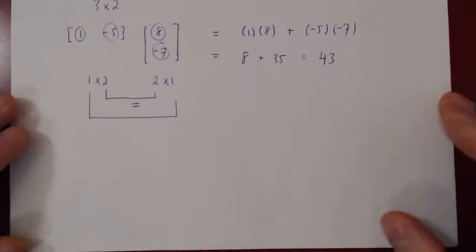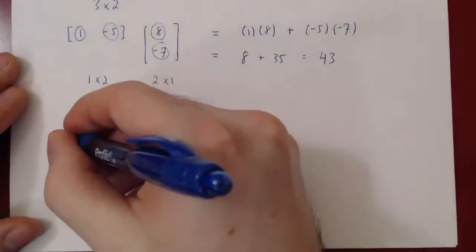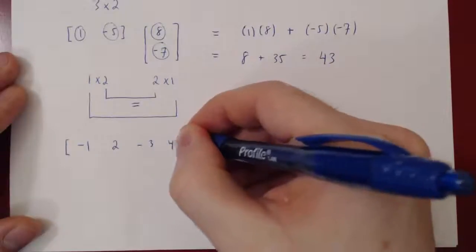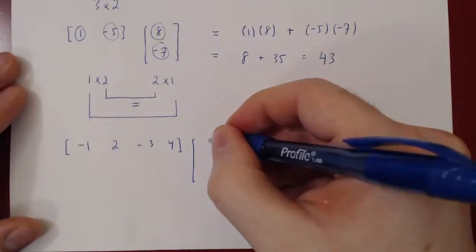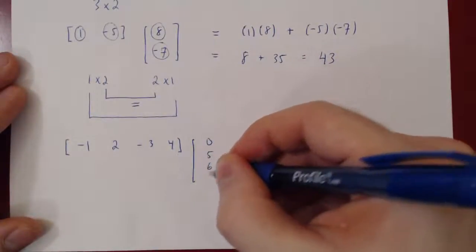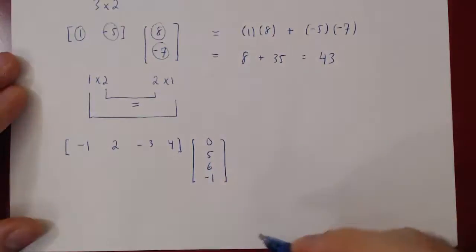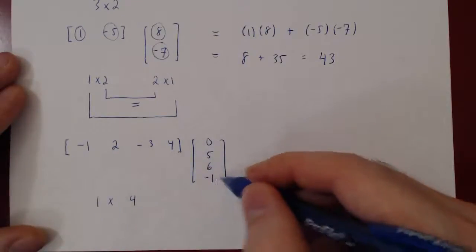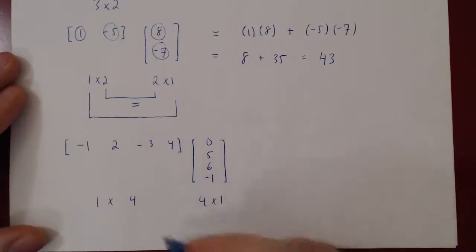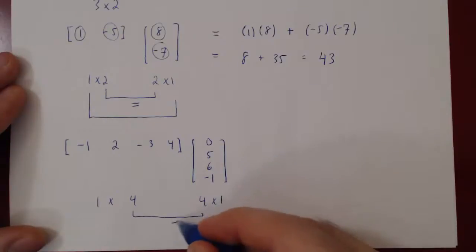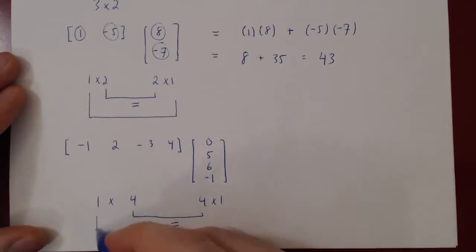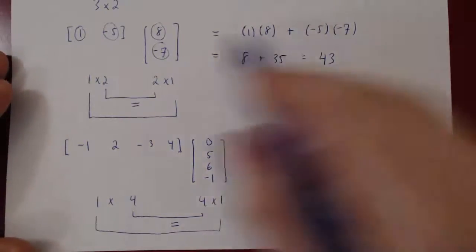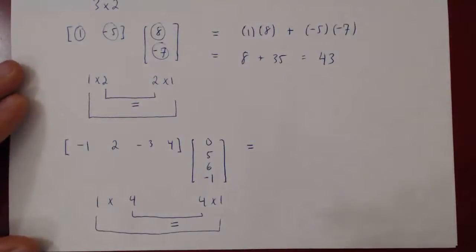Let's go with a row and column of length, say 4. So negative 1, 2, negative 3, 4 times 0, 5, 6, negative 1. This is a 1 by 4 matrix. This is a 4 by 1 matrix. So once again, 4 equals 4. The product is defined, and the result will be a 1 by 1 matrix, which is a real number. As we have just discussed, we simply multiply corresponding entries and add them up.